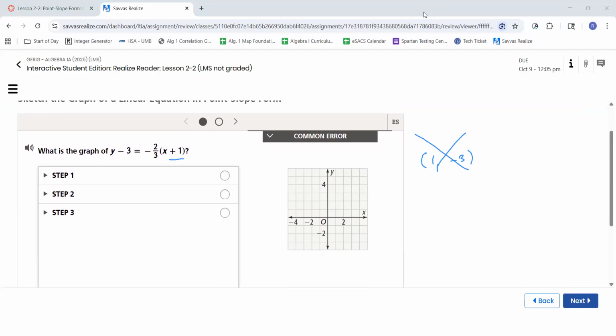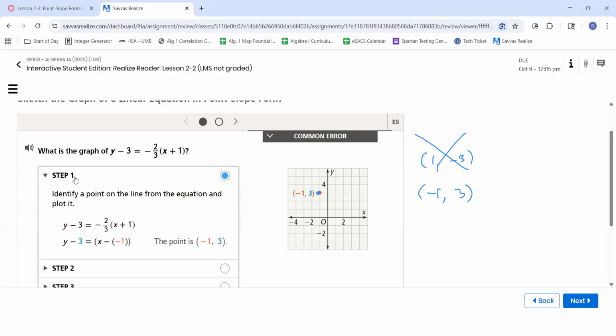No, it's not. They think 1 because they see 1 and they see -3, so they think 1, -3. It's not that. Okay, remember it's opposite of what you see. So I see +1, that means the x coordinate is -1. And I see -3, so that means the y coordinate is +3. So I'm going to put a point at -1, +3, which is right there. Okay, I'm going to go ahead and click on step 1. There it is, -1, 3.